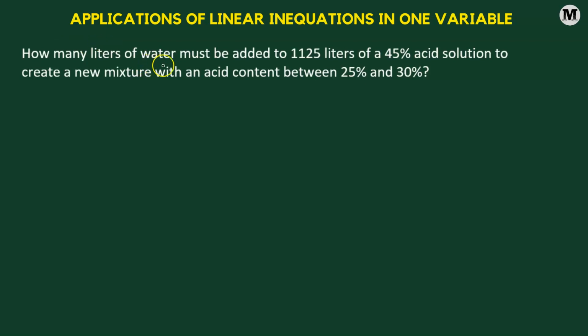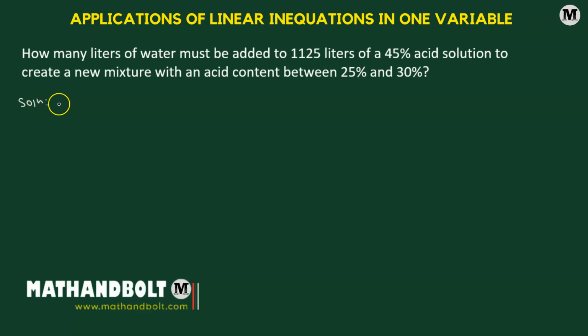How many liters of water must be added to 1125 liters of a 45% acid solution to create a new mixture with an acid content between 25% and 30%? Okay, let us begin. So first we'll suppose that X liters of water has been added to the mixture.